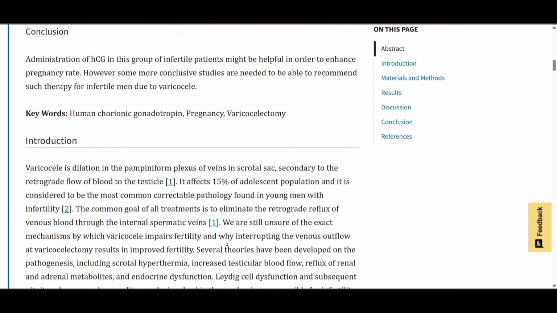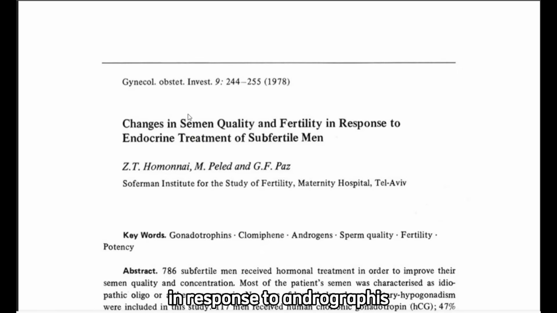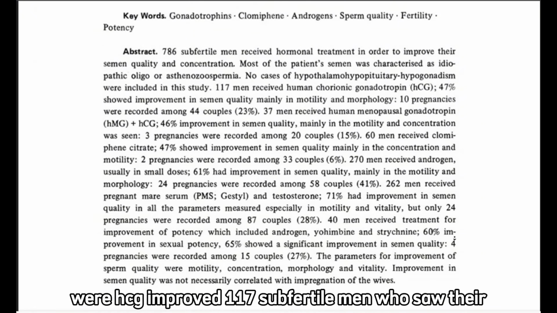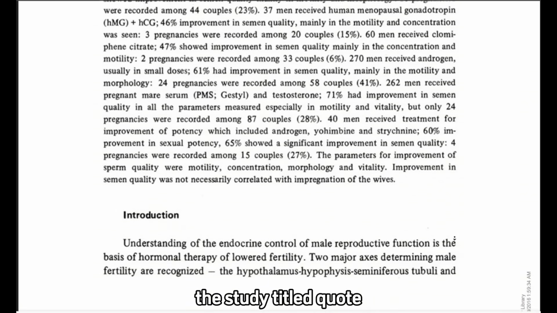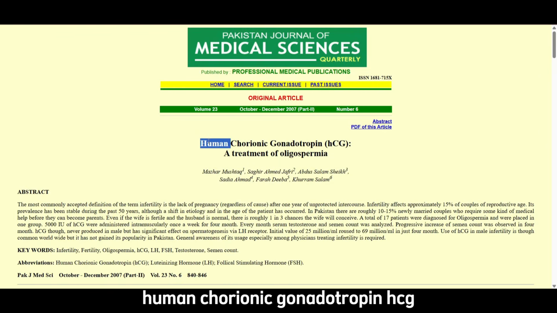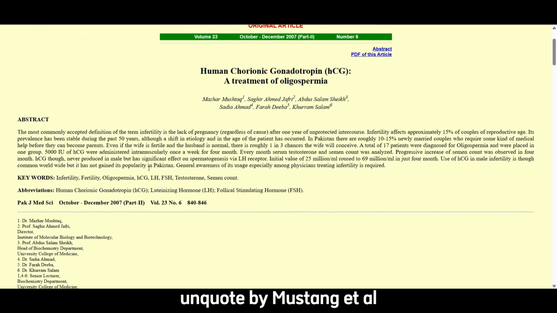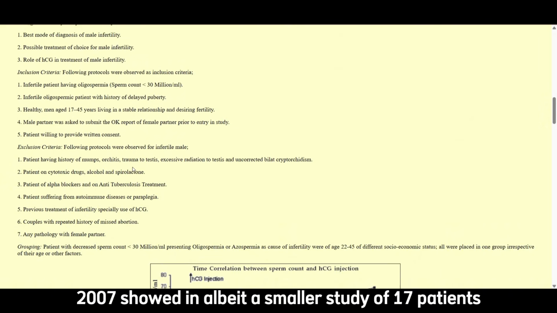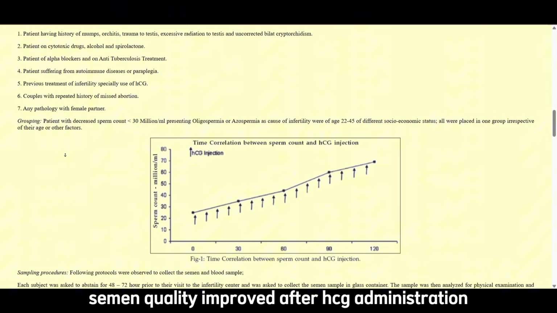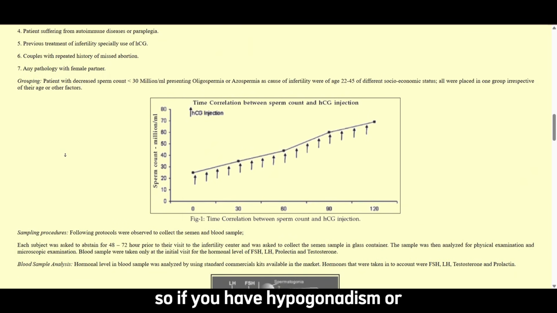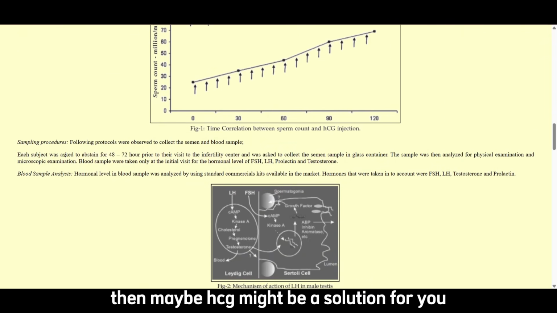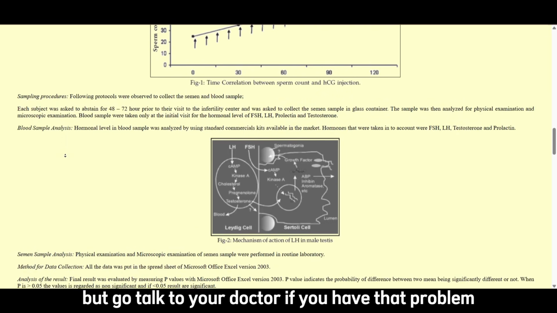We also have another study titled, quote, "Changes in semen quality and fertility in response to endocrine treatment of subfertile men," unquote, by Z.T. Homani et al., where HCG improved 117 subfertile men who saw their semen quality improve. Finally, the study titled, quote, "Human chorionic gonadotropin HCG, a treatment for oligospermia," unquote, by Mustang et al. 2007, showed in, albeit a smaller study of 17 patients, semen quality improved after HCG administration. So if you have hypogonadism or other issues adjacent to that, then maybe HCG might be a solution for you, but go talk to your doctor if you have that problem.